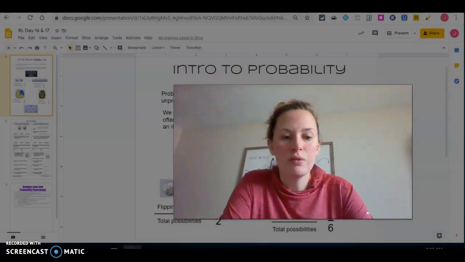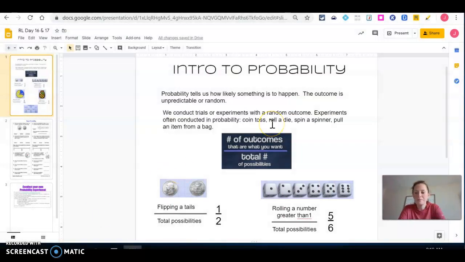I'm going to pull up the notes. We're going to fill these out together. You're going to solve a few problems on your own, and then you're going to conduct a trial or an experiment to kind of see the outcomes and prove what probability is. Okay, so this is in your Google Classroom. Part of it I've already filled in, just for time purposes.